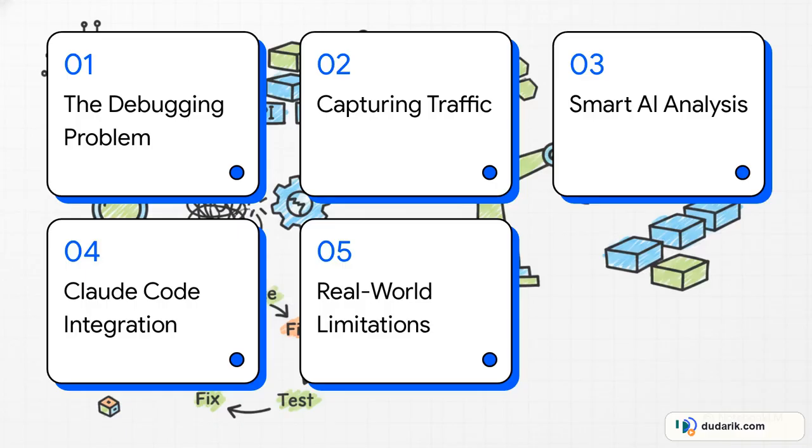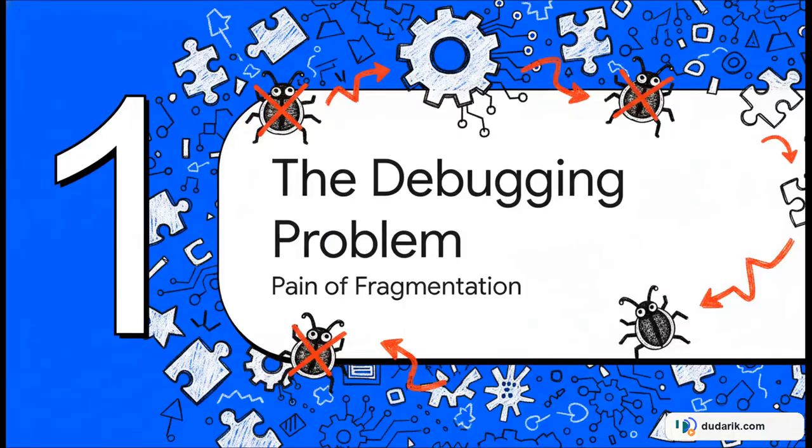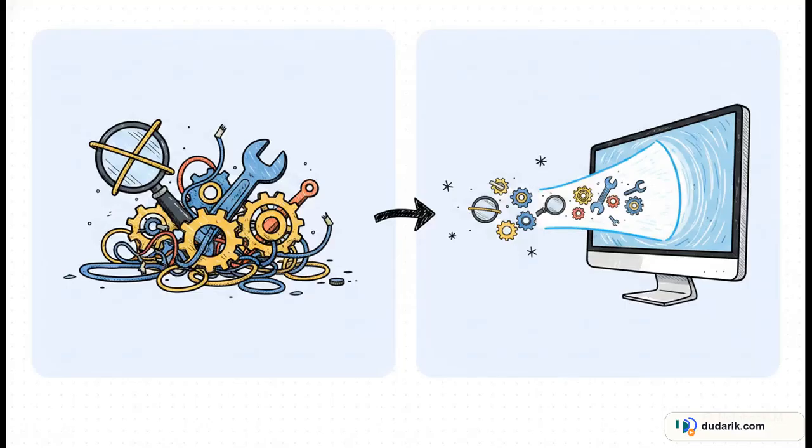Starting off with Section 1, the debugging problem, or, as I like to call it, the pain of fragmentation. Look, we all know the current debugging stack is a fragmented mess, right? You know the drill. You're using dev tools for the browser, maybe dragging Fiddler or Charles in for proxies, and Wireshark for raw packets, which, by the way, won't even touch HTTPS. You end up staring at hundreds of raw requests.